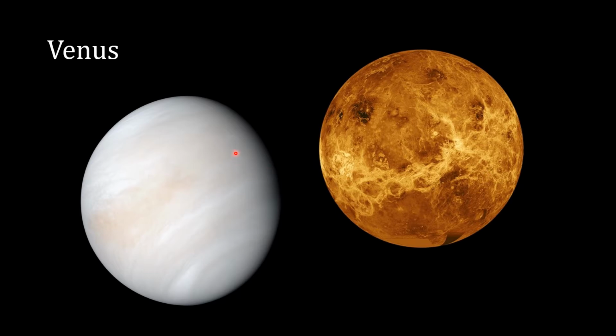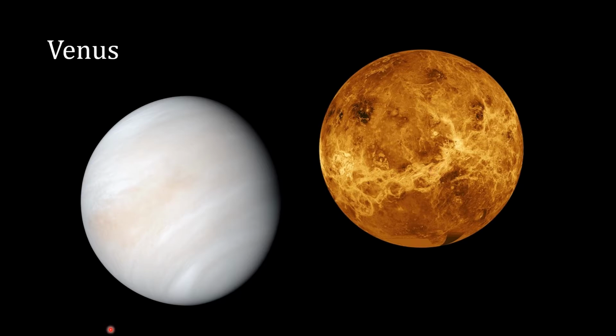So if you were flying by Venus, but you removed its atmosphere and its cloud cover, or you had some special X-ray goggles that let you look through the cloud cover at the surface, this is basically what the planet would look like.